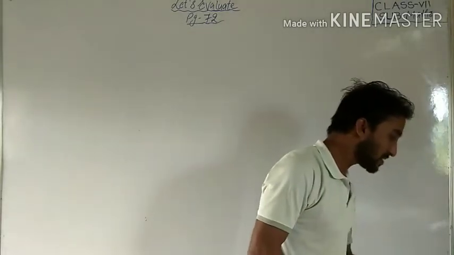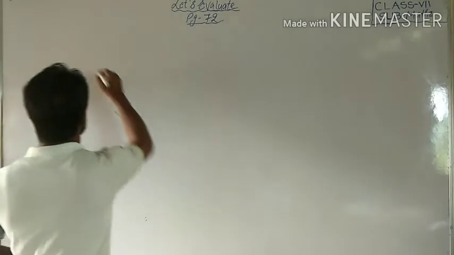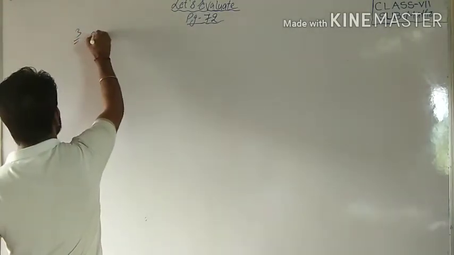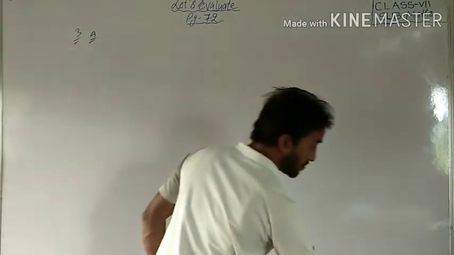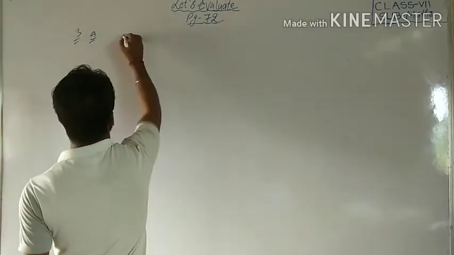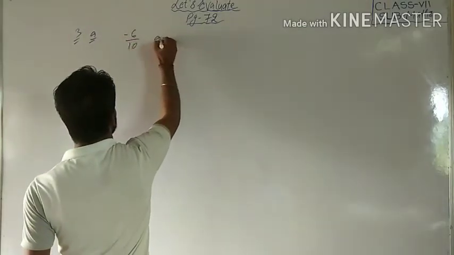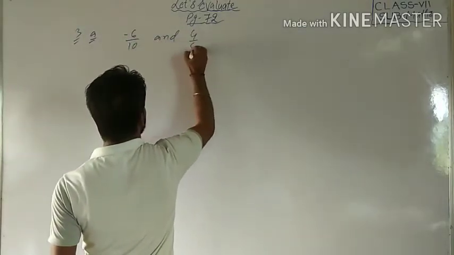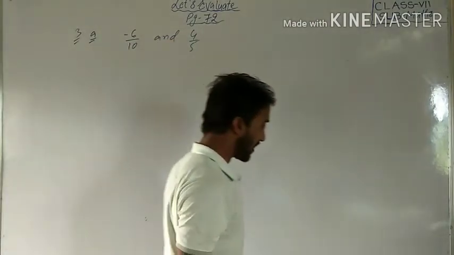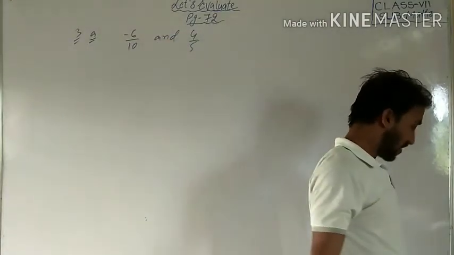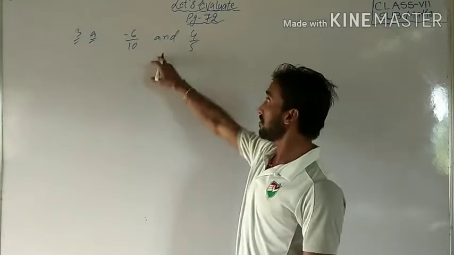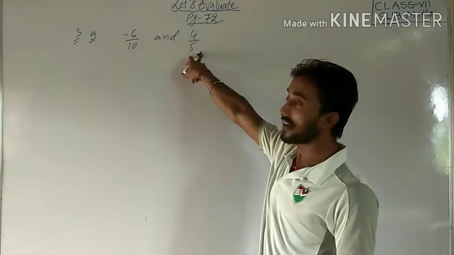Okay, see question number 3. Write two rational numbers between each pair. What is the pair? Question number 3a: minus 6 by 10 and 4 by 5. Students, I think you remember what we will do first. We will take minus 6 by 10 and minus 4 by 5.